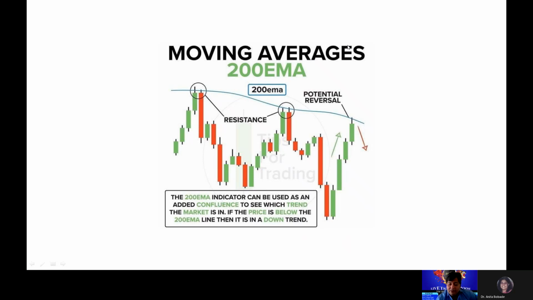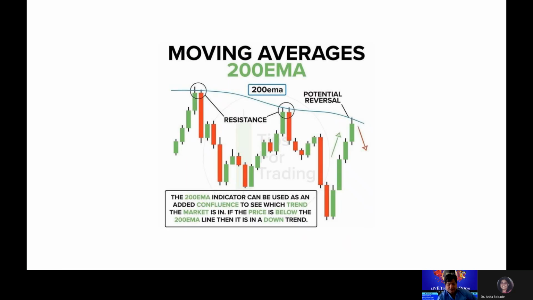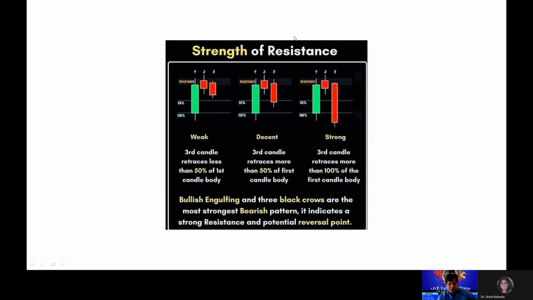This is the favorite pattern used by most investors in long-term investing. Once the breakout happens, it's going to be a big one. So basically, what I wanted to explain to you is how the 200 moving average acts as a resistance here. All right, let's move on to the strength of resistance, the same part I was explaining to you.